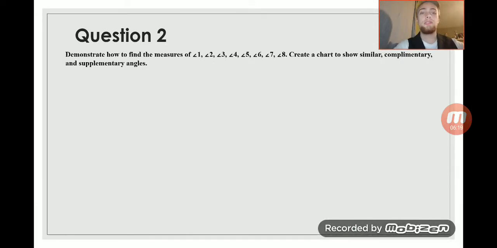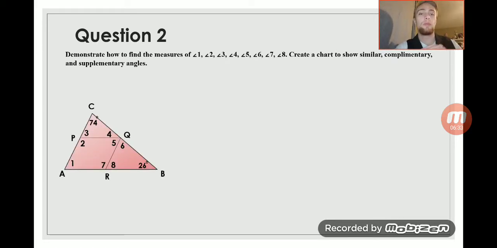We have to demonstrate how to find measures of angles 1, 2, 3, 4, 5, 6, 7, and 8. We need to create a chart to show similar, complementary and supplementary angles the same way we did the first one. Only this time we are working with a triangle that has been split into 3 smaller shapes. However, if you were paying attention in question 1, this should not be difficult.